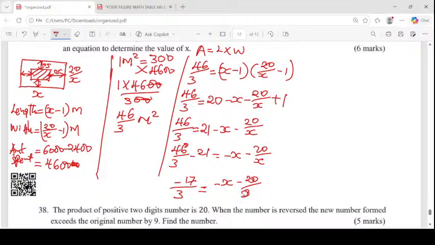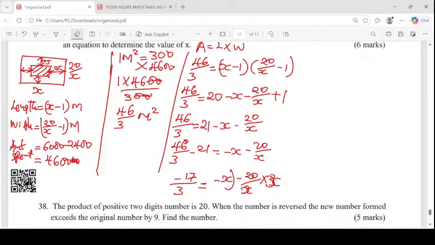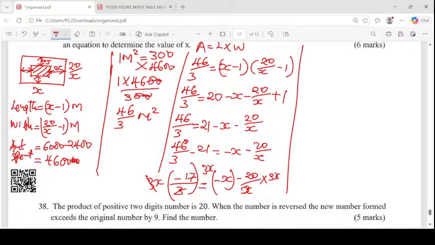Let me multiply everything by x to remove the denominator. In fact, let me multiply by 3x. I want to remove these denominators fully. So I'll multiply by the LCM. I want to multiply each term here by the LCM, which is 3x. So I'll multiply this by 3x, this one here by 3x, this one here by 3x. 3 and 3 will cancel. I will now have this as negative 17.